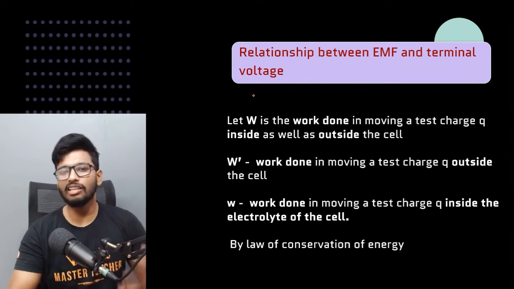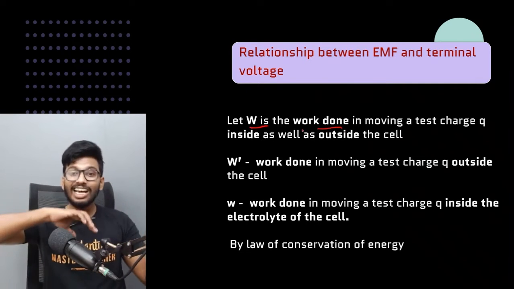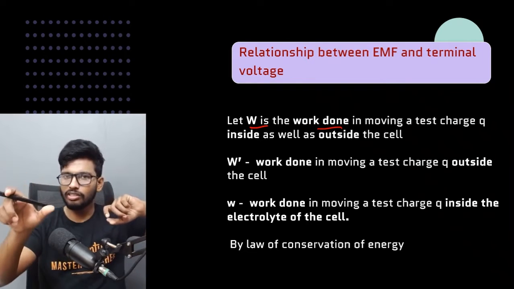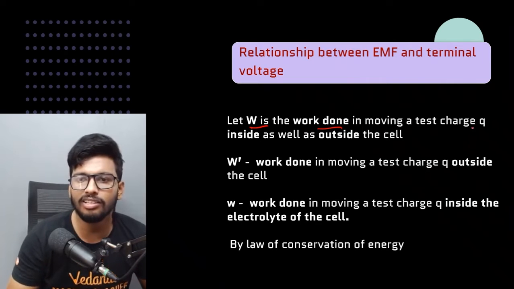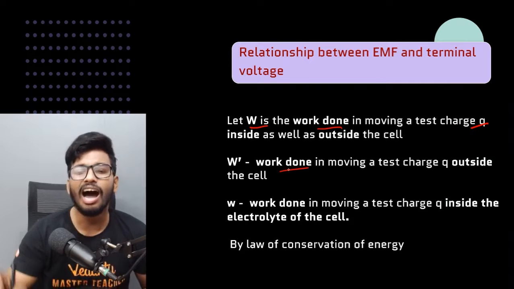So here, guys, let's say that the work done by the cell outside and inside is capital W. That is the total work done. Inside the cell there is work done, and outside the cell there is also some work done. That is capital W, and the charge is Q. Now let's say that W dash is the work done outside the cell.